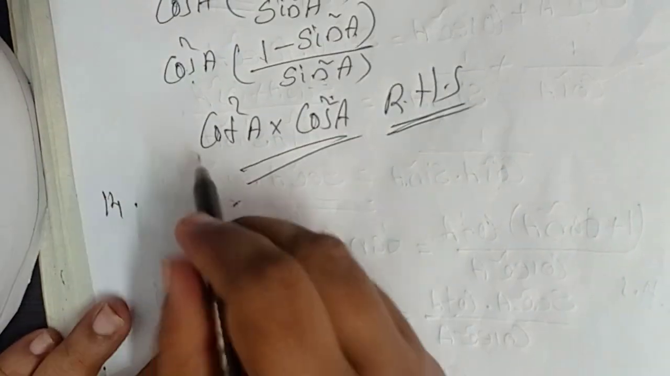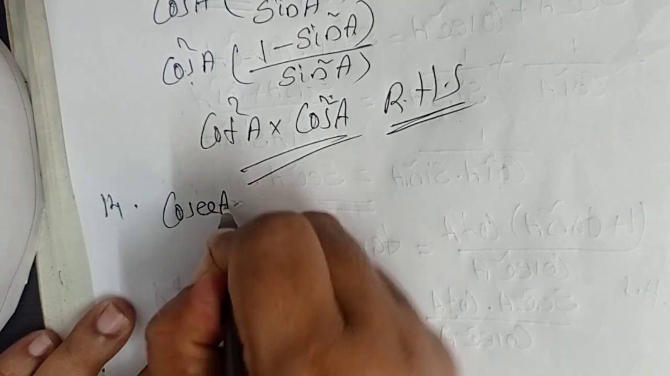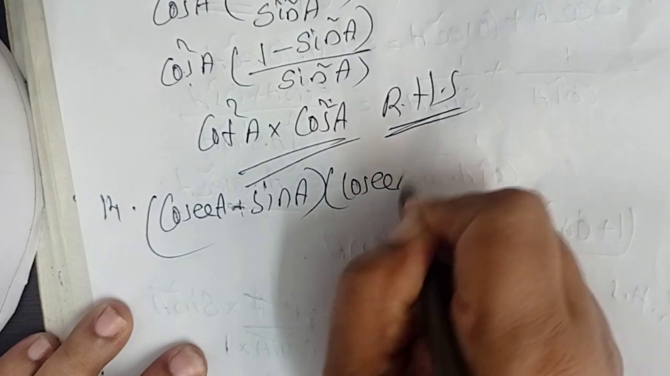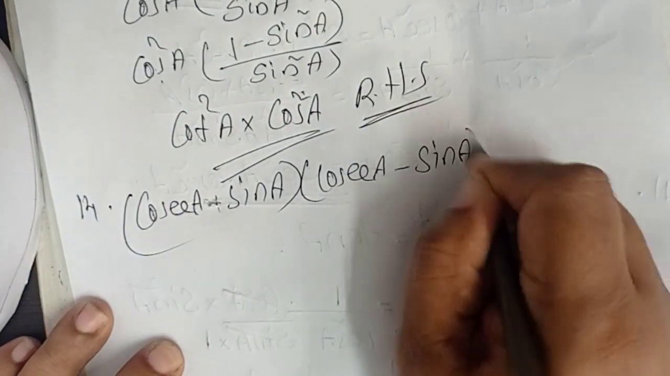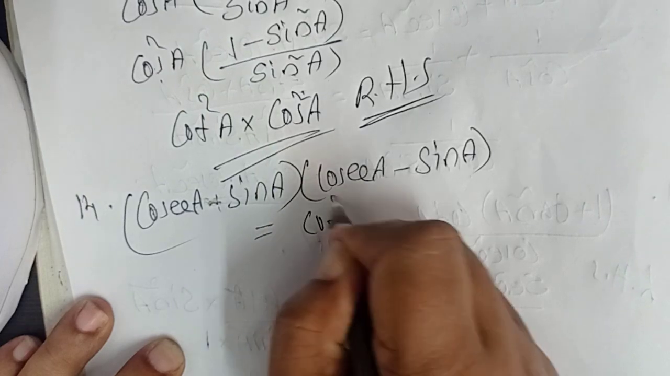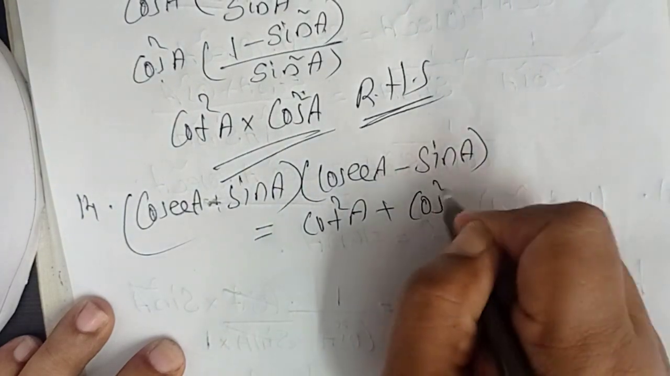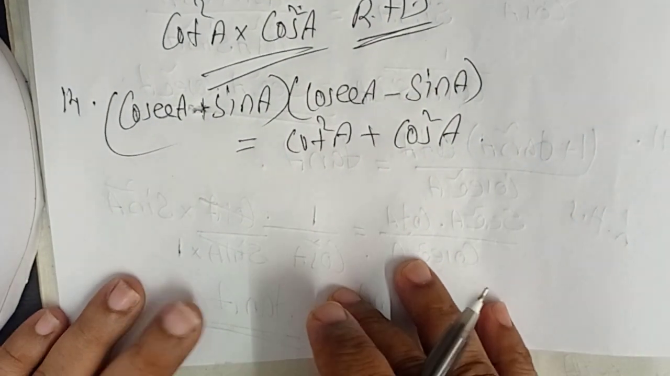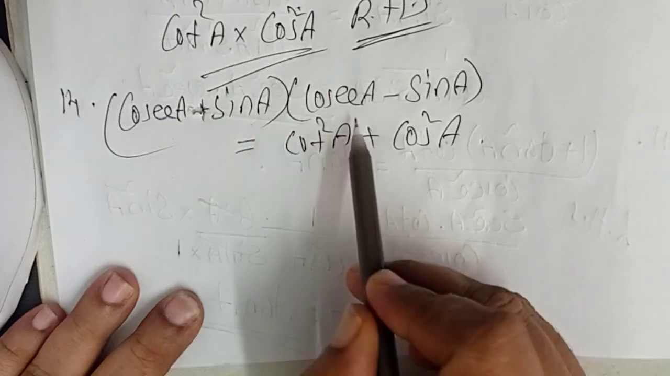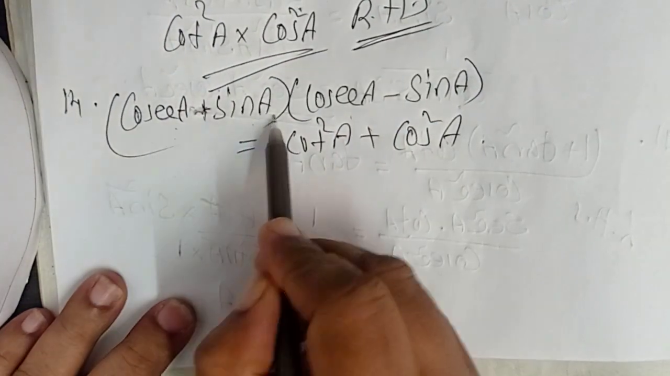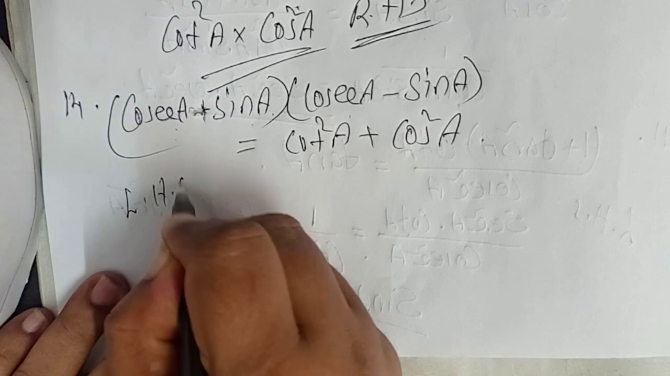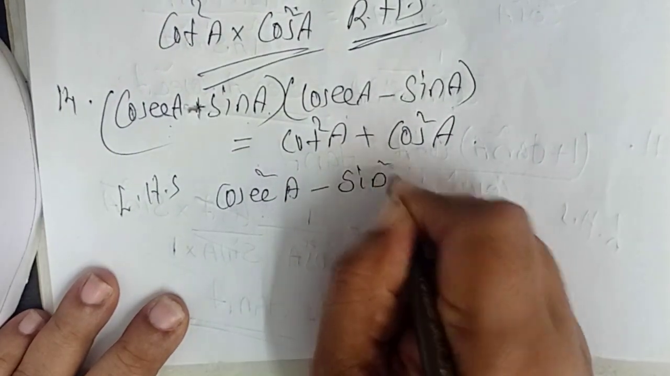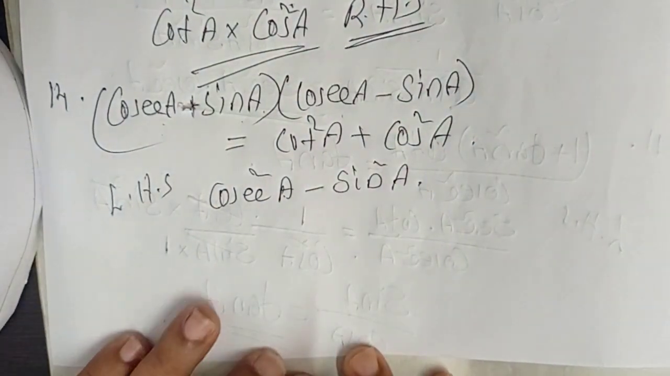14th problem. Cosec A plus sin A into cosec A minus sin A is equal to cot square A plus cos square A. Right. Taking the LHS, what is cosec A plus sin A into cosec A minus sin A? A plus B into A minus B. LHS, cosec square A minus sin square A. Agree? Cosec square A minus sin square A.